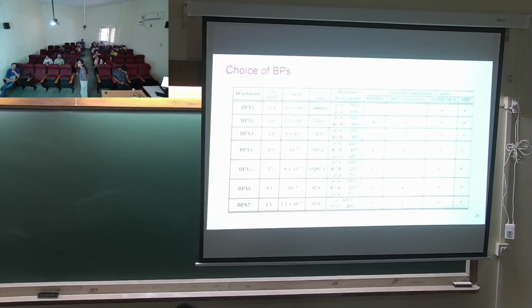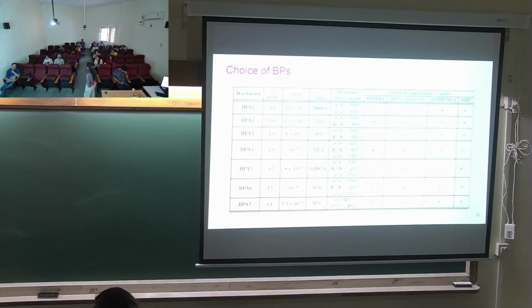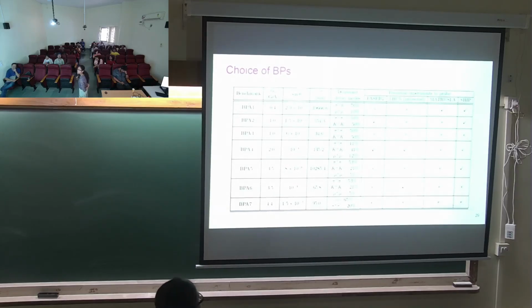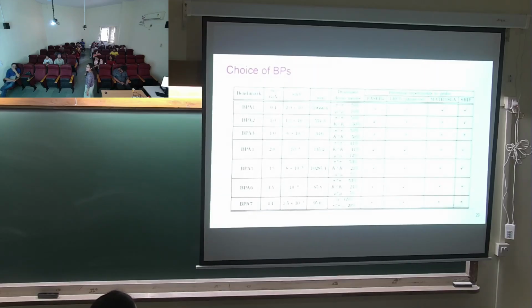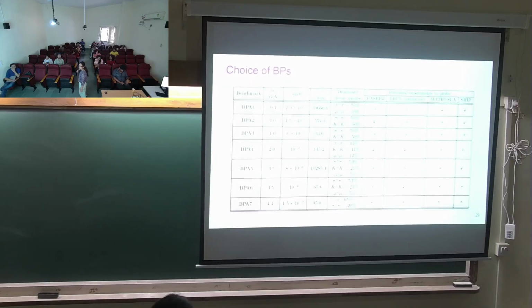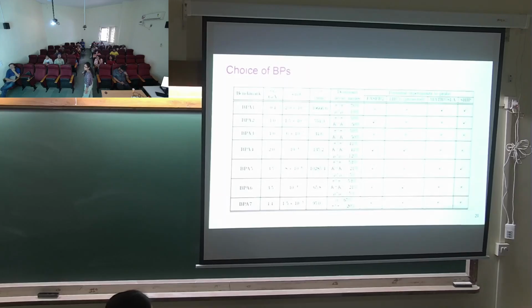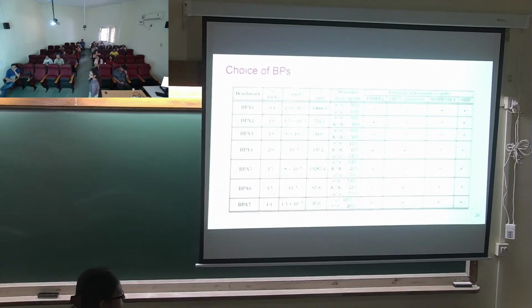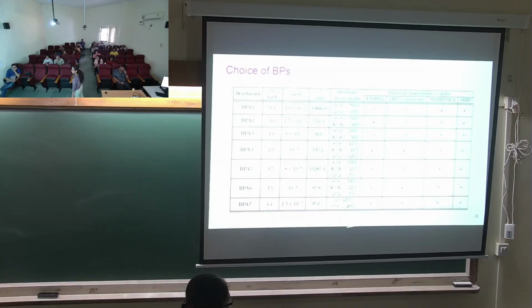Yeah, so for the choice of benchmarks, you can see that the dominant decay modes also change as a function of mass. For example, for 0.4 GeV, the main decay modes are pi pi and mu mu, whereas for 1 GeV, it's dipion and dikaon. For 2 GeV and 3.5 GeV, it's pion, kaon, and also muon. And for this BP7 at 4.4 GeV, the dominant decay modes are c cbar and tau tau.